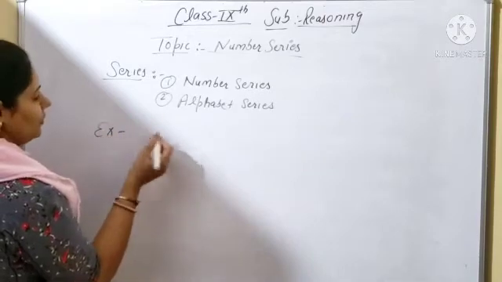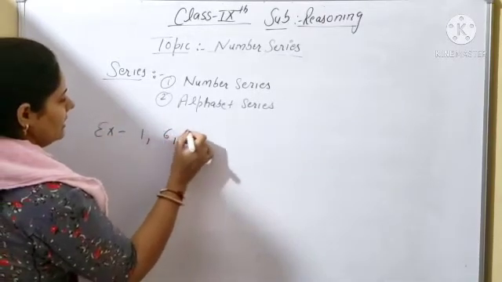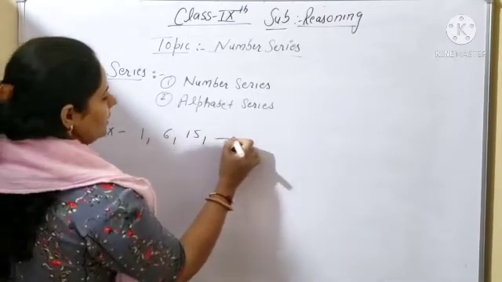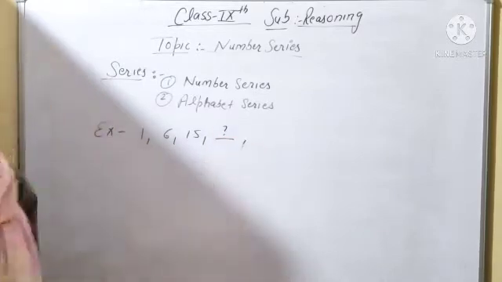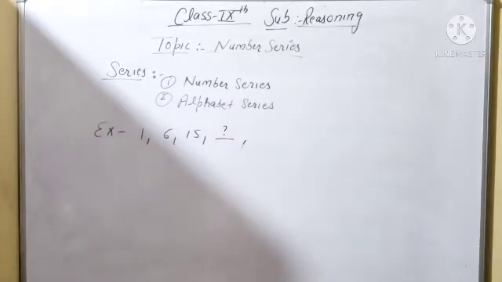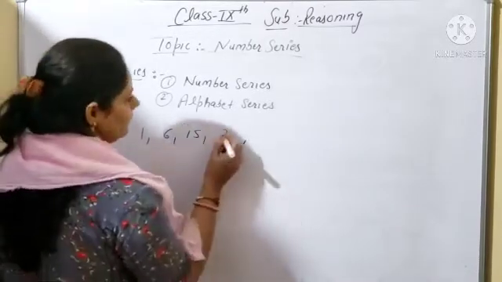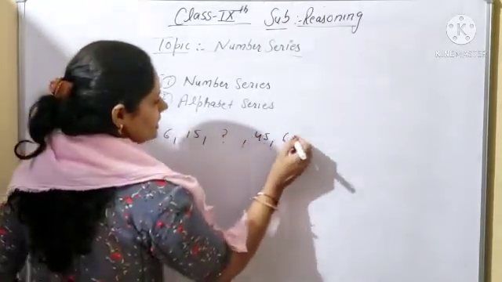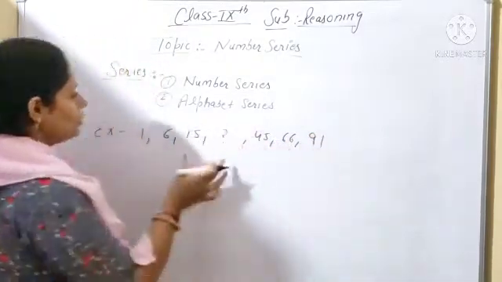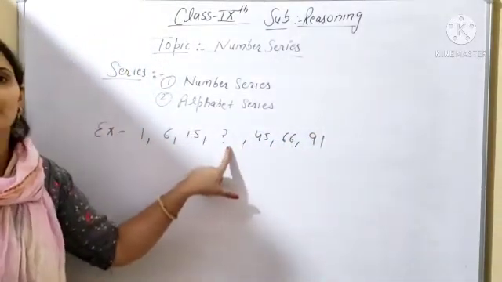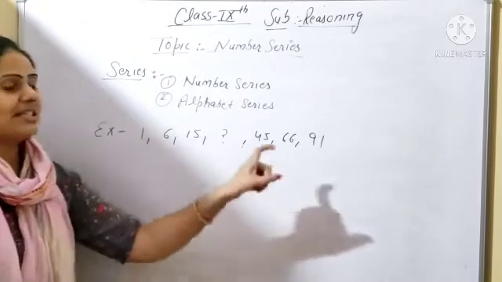One example is given before the exercise. 1, 6, 15, and after that a question mark. And the next numbers: 45, 66, 91. Okay, so you have to find out what will come at the place of the question mark. This number series is given.